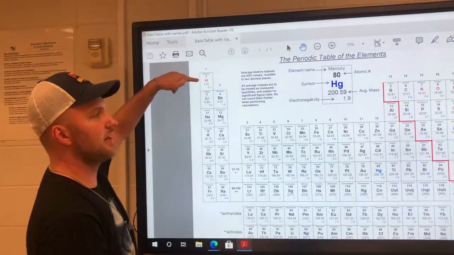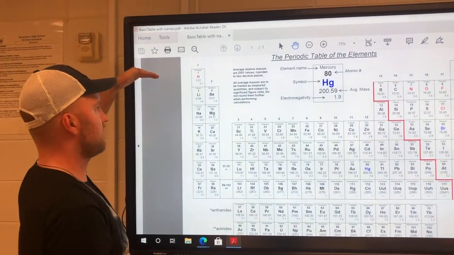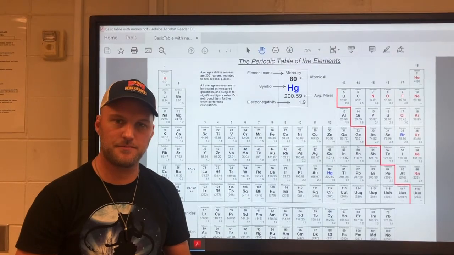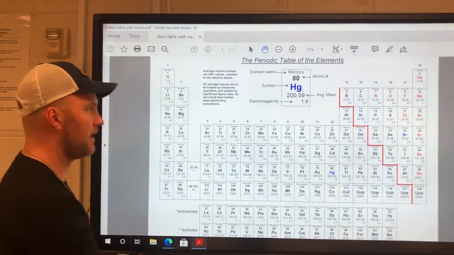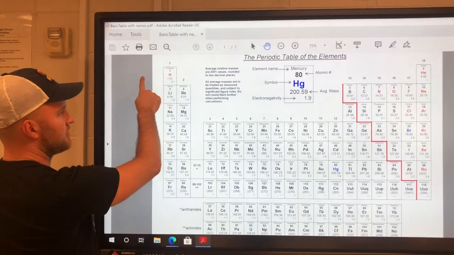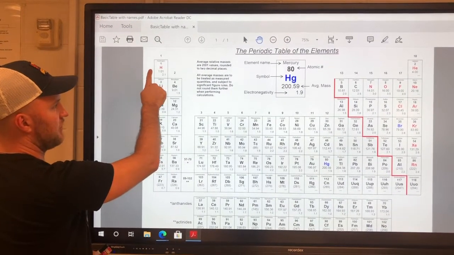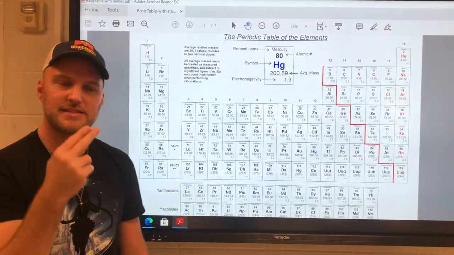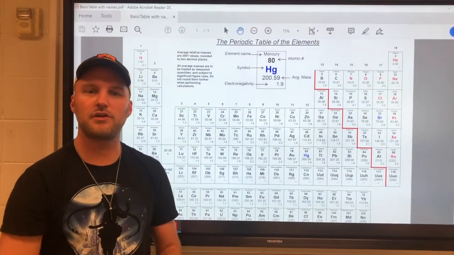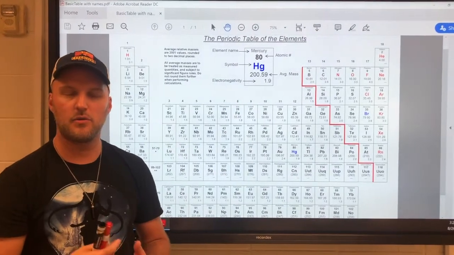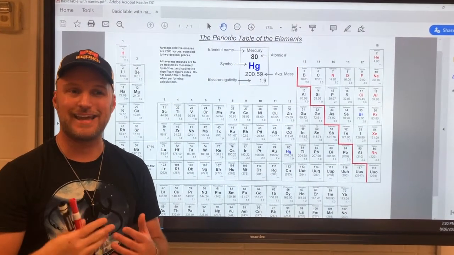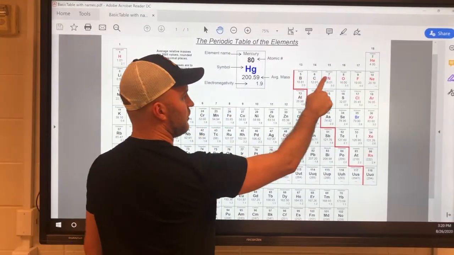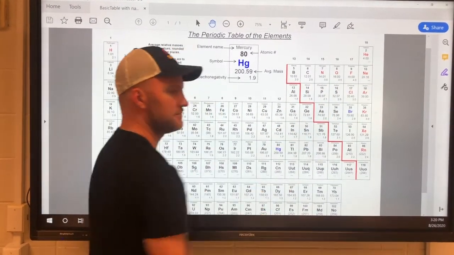If I read the periodic table like a book, so from left to right, do you remember how many electrons fit in the first energy level? 2, right? If I trace across, how many elements are in the first line of the periodic table? 1, 2. Now, in the second energy level, we said we could fit a total of 8 electrons. Well, how many elements are in the second line of the periodic table? 1, 2, 3, 4, 5, 6, 7, 8.